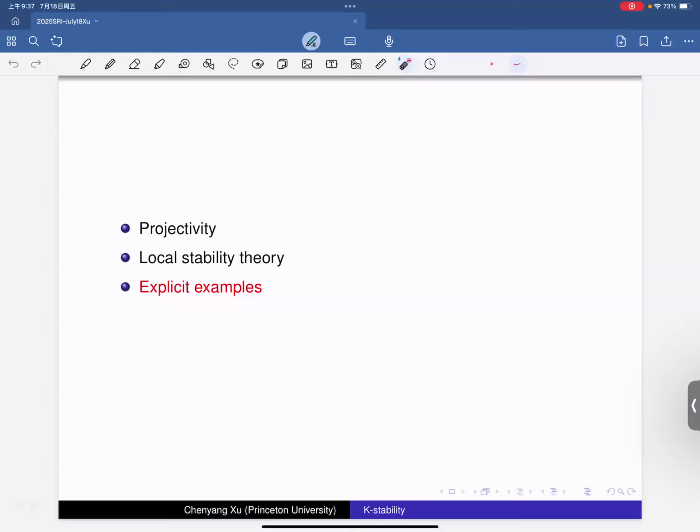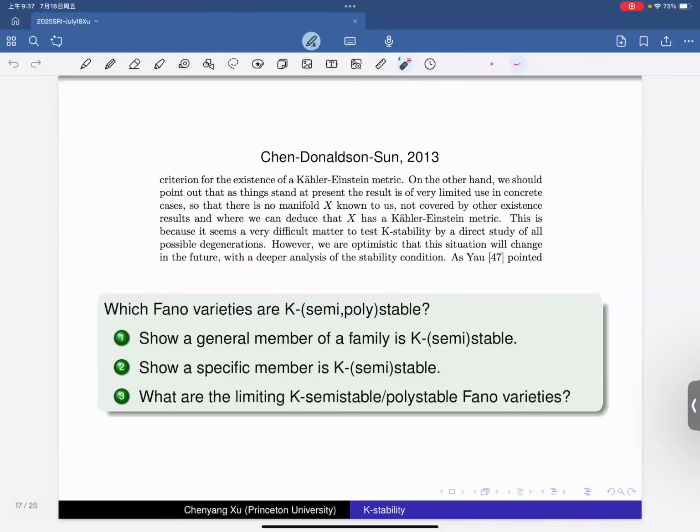Okay, I have talked about K-stability for 3 lectures. Now I want to give you some explicit examples. So in 2015, Donaldson gave a series of lectures about his work with Chenyang Xu, and also independently by Tian, about the existence of Kähler-Einstein metrics for K-stable Fano manifolds.